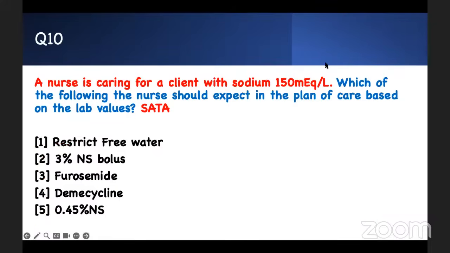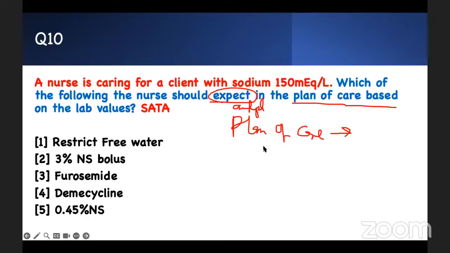Somebody said I should explain the word expect. Which of the following does the nurse expect in the plan of care? That means if the doctor is making a plan of care to be given to the nurse, what should the nurse be anticipating? It's the same thing as anticipate. What do you think will happen? How are we going to treat the patient? What should be included in the plan of care for a patient with a sodium of 150? We've got to bring the sodium down, so we're going to do things to bring the sodium down.